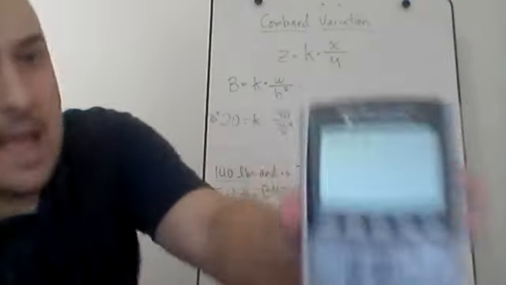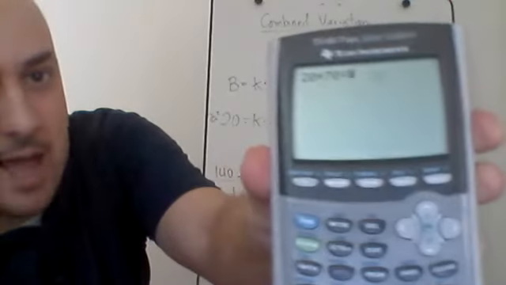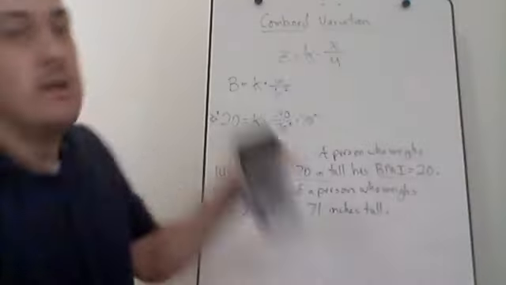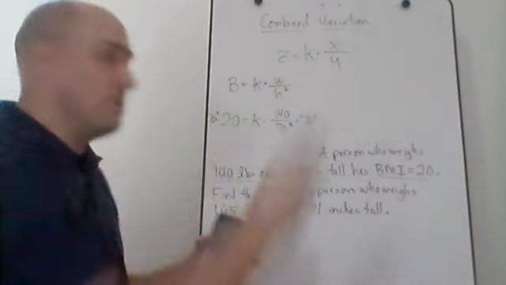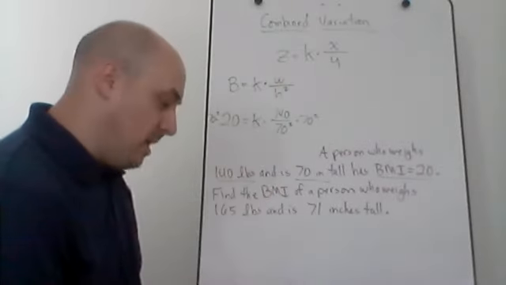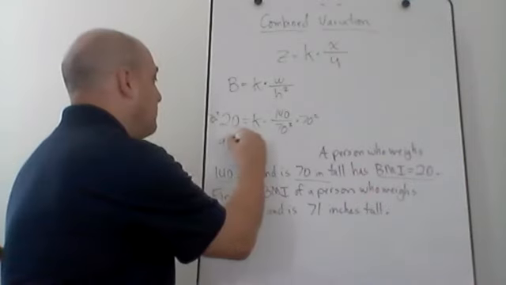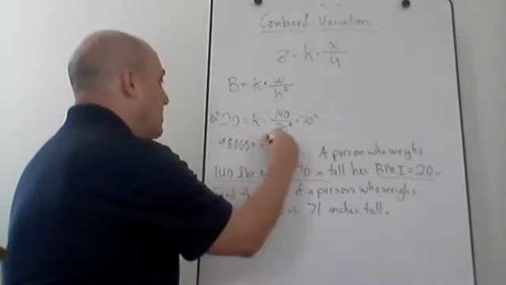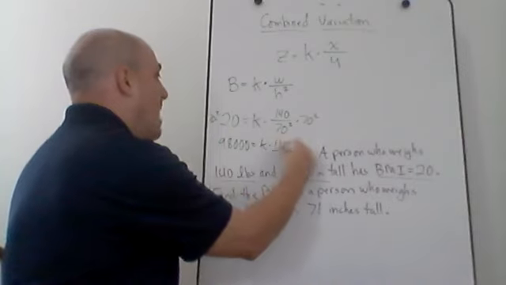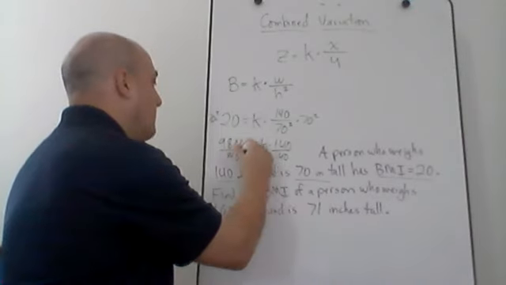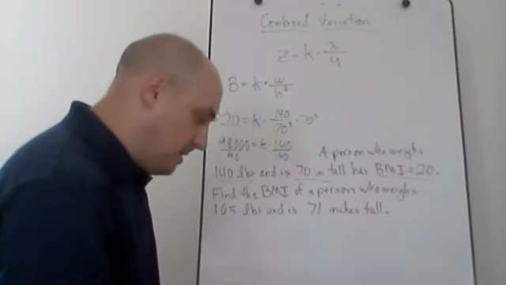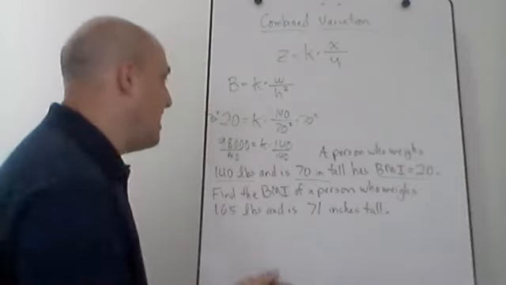All right, and when I say that, it looks like this: 20 times 70 squared, not 20 times 70 in parentheses squared, right? You have to square the 70 and then multiply by the 20. So I get 98,000 equals K times 140, and then I divide both sides by 140. So when I do 98,000 divided by 140, I come out to 700.